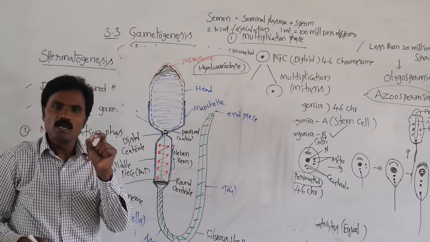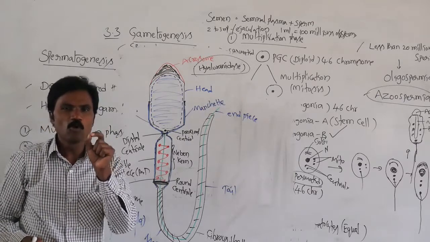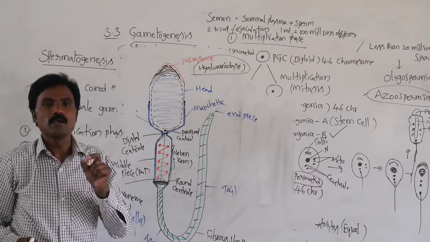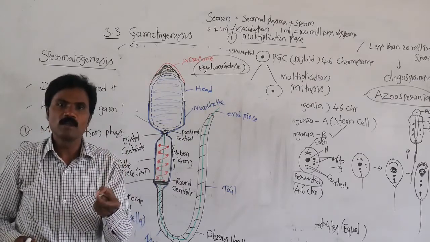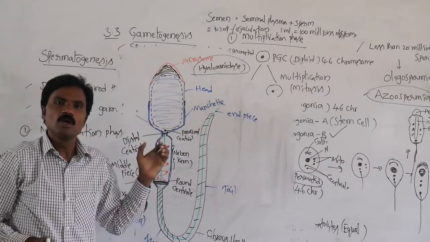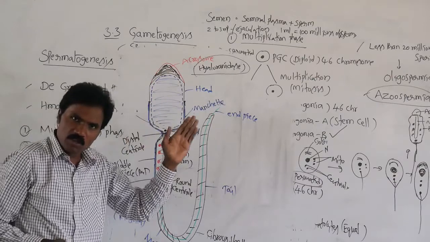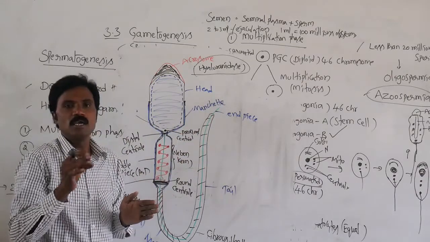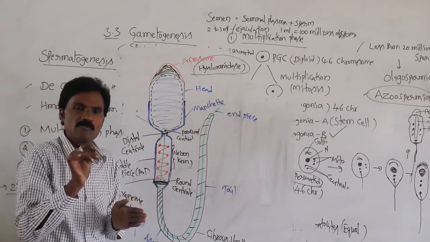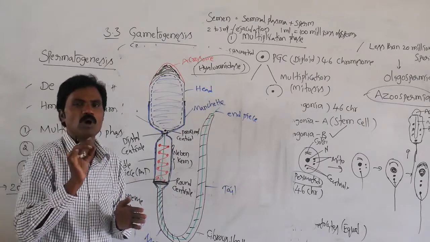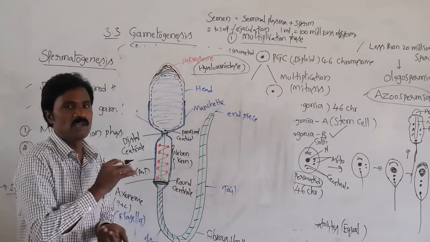Just now I said inside the epididymis, sperm must live for 4 weeks. But once expelled and reaching the female reproductive system, the female genital tract, it survives 48 to 72 hours, and it is motile in nature.